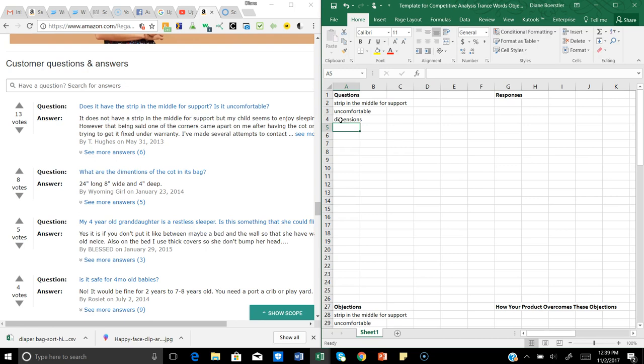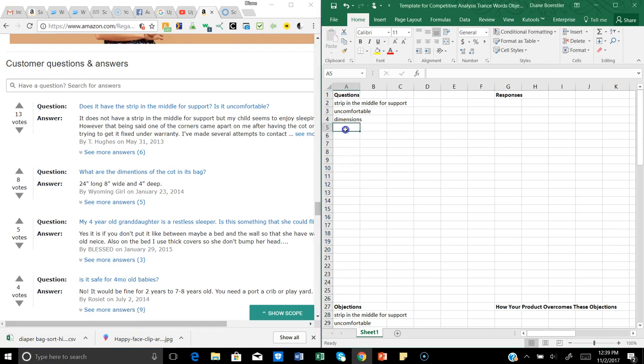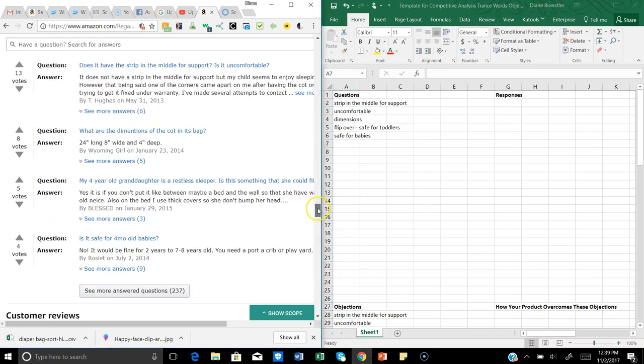Let's see here. Could this flip over? Is it safe for babies? By the way, there's a trend right here. Flip over. Is it safe? Safe for toddlers, right? Safe for babies. Definitely not safe for babies.